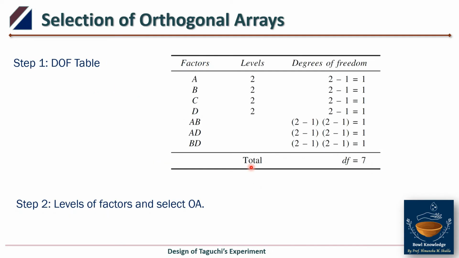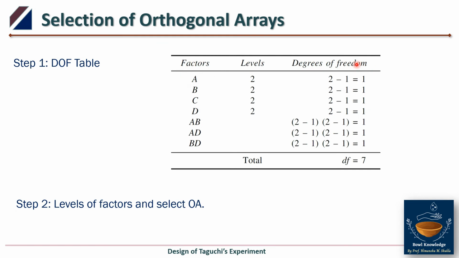So step number one is to draw the DOF table. Basically, we will find out the degrees of freedom for every factor, every interaction, and the degree of freedom for my complete array. The easiest formula for finding the degree of freedom for an individual factor is level minus 1. As given in the requirement, the level of every factor is 2. So how to find the degree of freedom of that factor? It is 2 minus 1. So for all the 4 factors, my degree of freedom is 1.